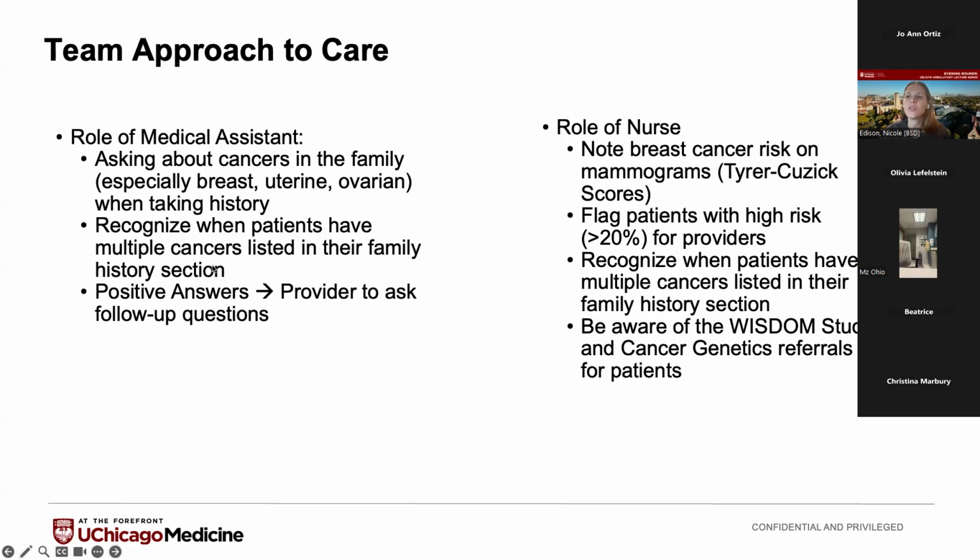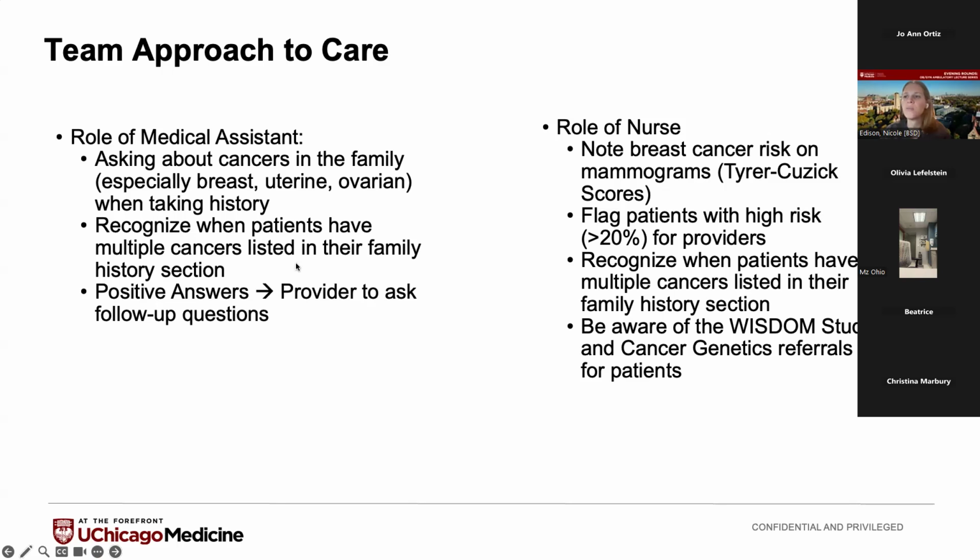Sometimes I'll notice on a patient's family history, it will say mom, aunt, cousin, all with breast cancer, and it's probably been there for years and no one's talked to them about it. So noticing that too, and maybe just flagging it for the provider, like, hey, just so you know, I noticed there's a strong family history of cancer. And then, if these are positive, that can go up to the provider to ask follow-up questions.